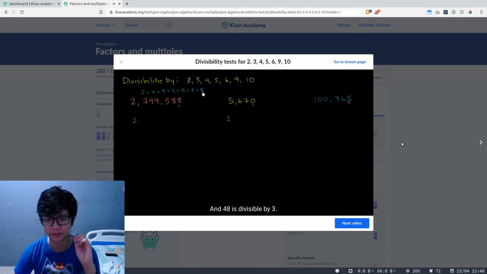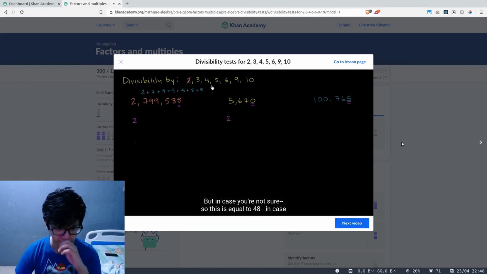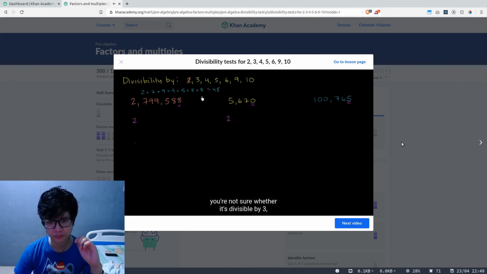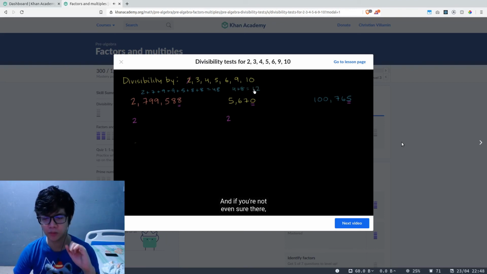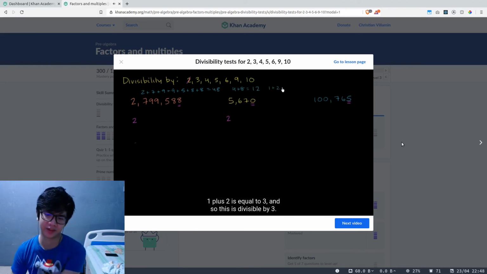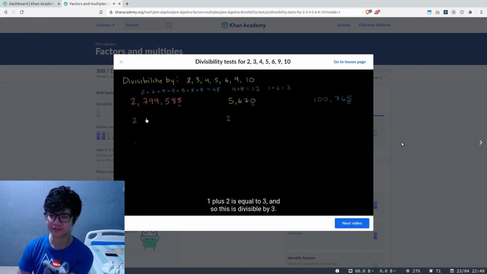And 48 is divisible by 3, but in case you're not sure, you can just add these digits up again. So 4 plus 8 is equal to 12, and 12 clearly is divisible by 3. And if you're not even sure there, you could add those two digits up. 1 plus 2 is equal to 3. And so this is divisible by 3.